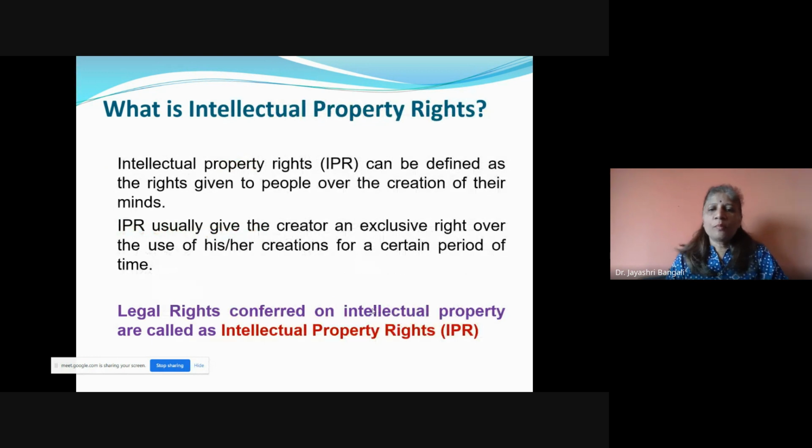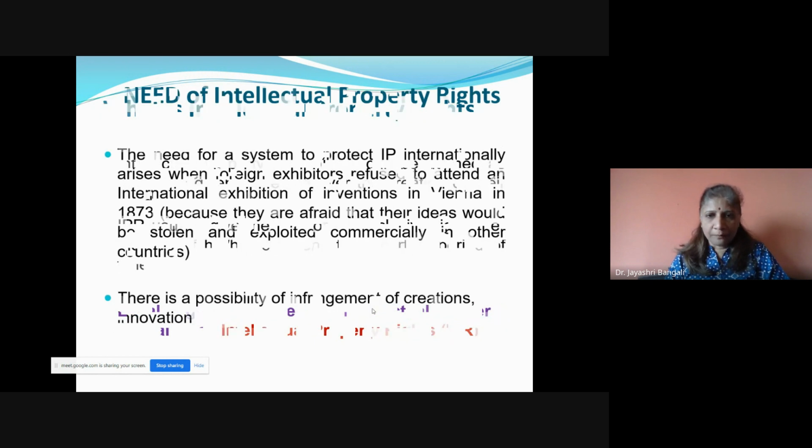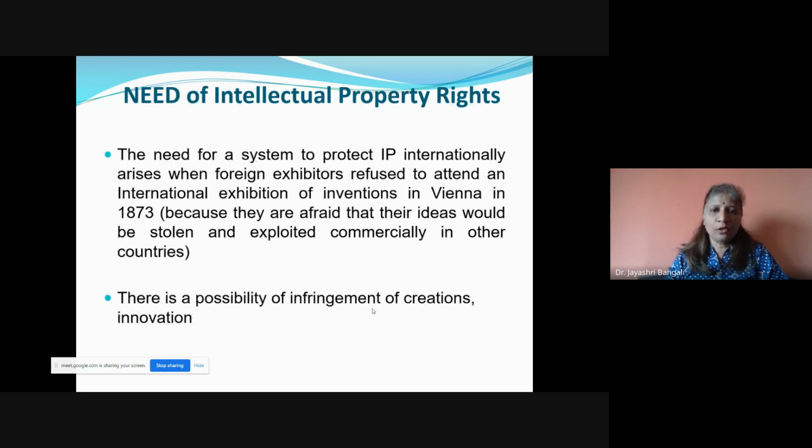Now, what is intellectual property right? A right is a legal right conferred on the intellectual property. In short, it is popularly known as IPR. Now, why is this IPR required? What is the need of intellectual property rights? I think the history is not required to explain, but we will just go through it.